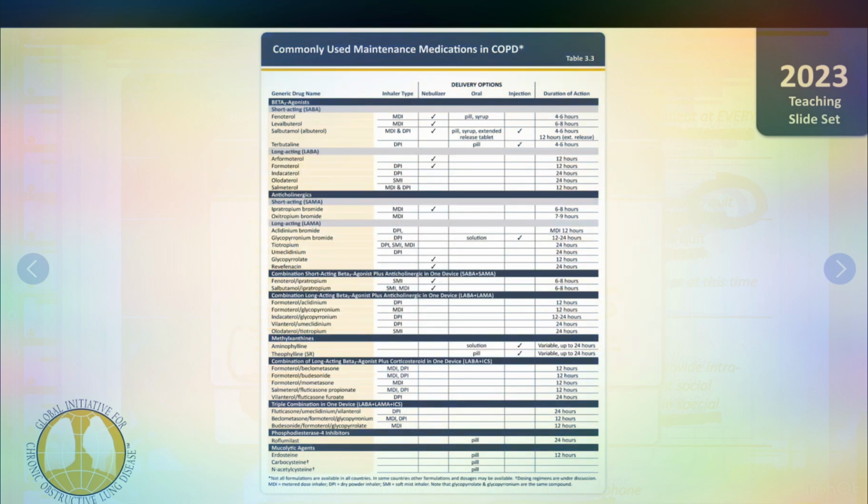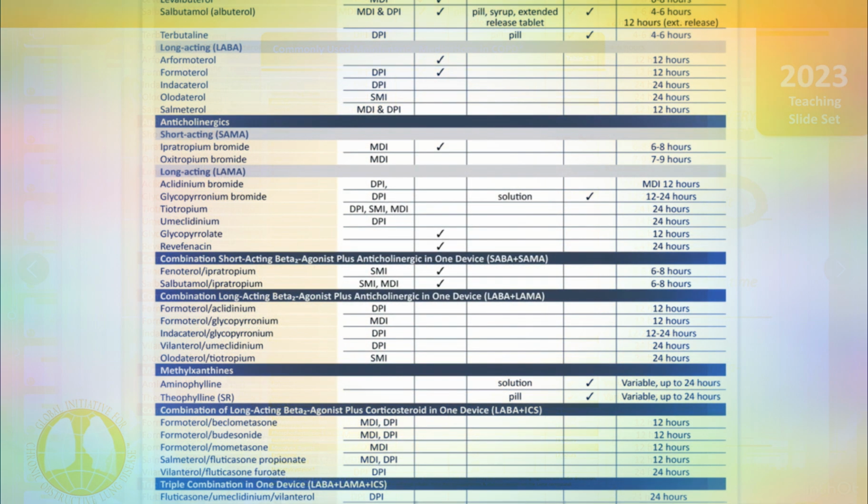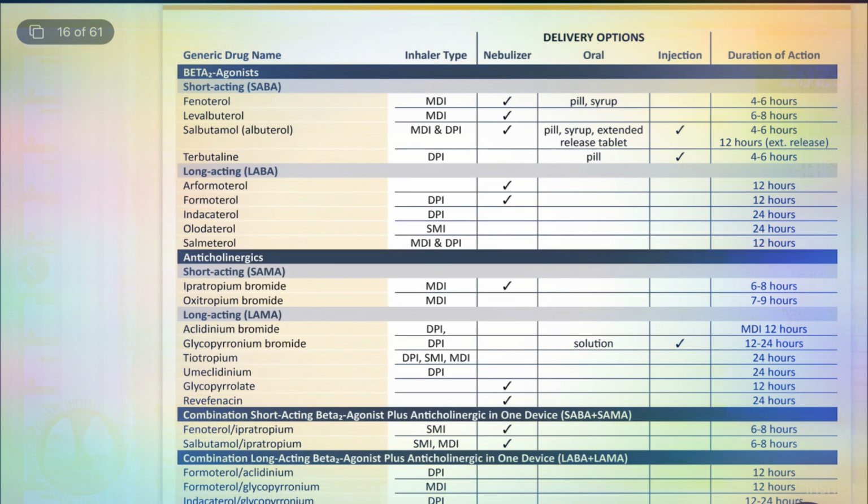After that come the commonly used maintenance medications in COPD patients. So we should discuss it in detail. They are telling that there are beta 2 agonists. What are the SABA? Fenoterol, levalbuterol, albuterol, and salbutamol and terbutaline. Salbutamol is also known as albuterol. So albuterol, levalbuterol, fenoterol, and terbutaline. These are short-acting beta agonists, and their duration of action is 4 to 6 hours in most cases.